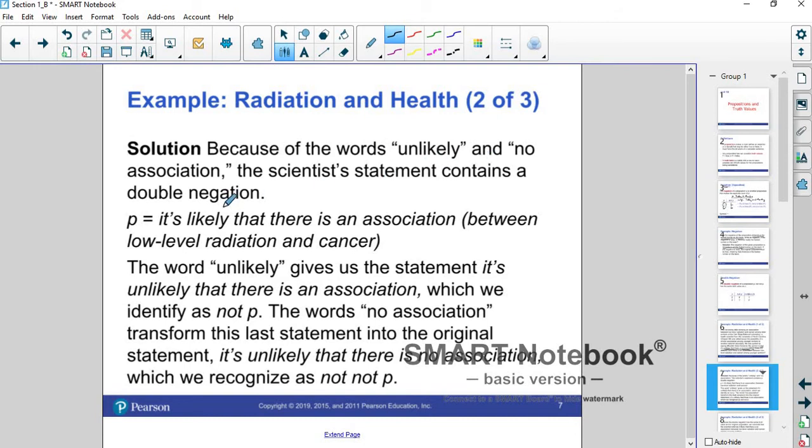So because they're both negatives, that's like a double negation. The same wording would be, it's likely that there is an association between low-level radiation and cancer. So when you say unlikely not, then it likely is. I don't know what this guy was doing necessarily, but it sounds to me like he was trying to kind of hide the fact. He didn't want to say that there is one, so he said that it's unlikely that there isn't one, so maybe people wouldn't pick up on it. But clearly, two negations make a positive.